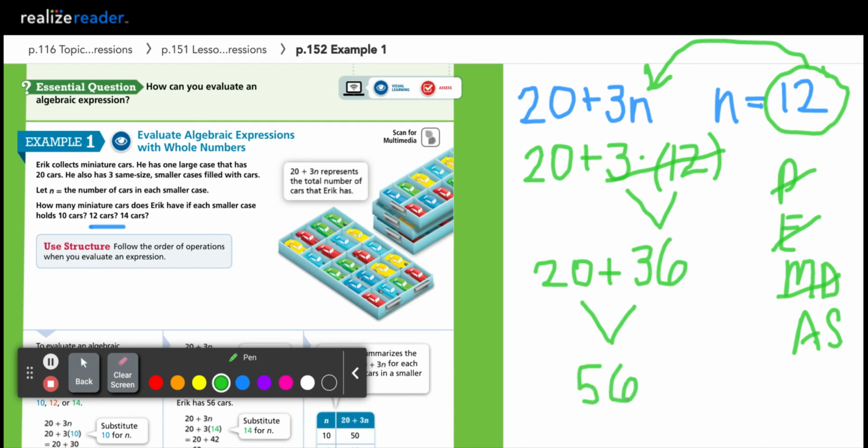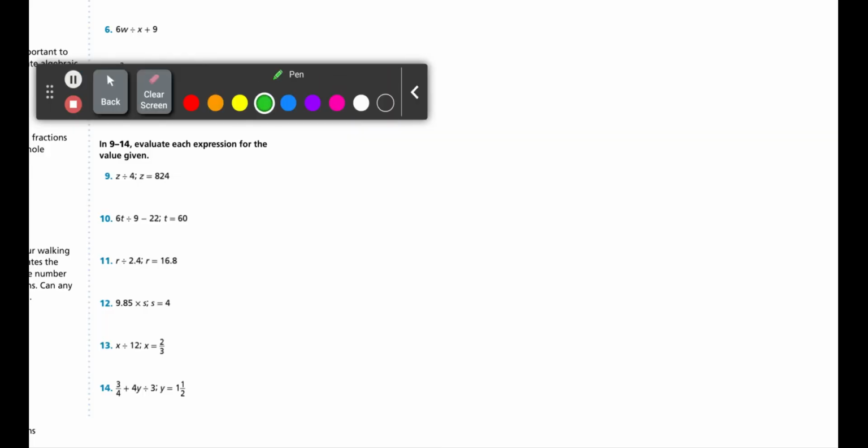56. So when n equals 12, if there are 12 cars in each of those smaller cases, Eric would have 56 cars. Okay, let's try a few practice questions.